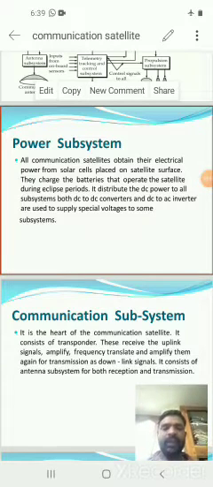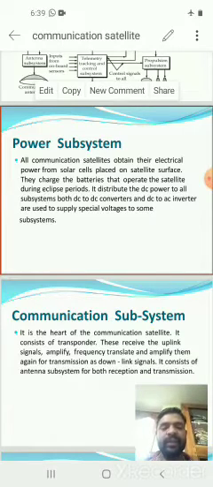Here, the communication subsystem is the main heart of the total communication satellite. It consists of transponders. A transponder is a combination of a transmitter and a receiver section. So it contains a transmitter section as well as a receiver section.